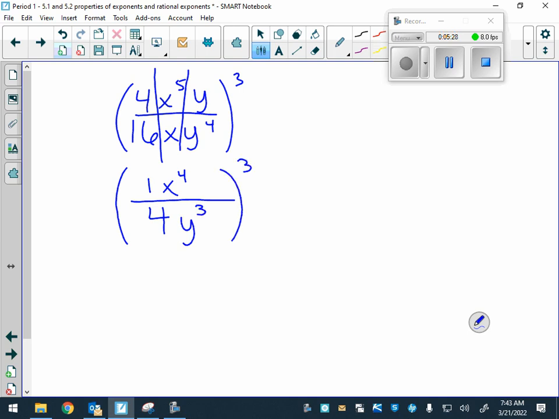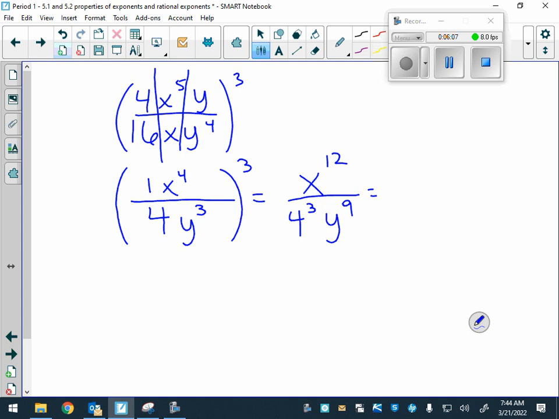Then I would raise it to the 3rd power. So that means every piece, the 1 cubed is just 1, but x to the 4th, 4, and y cubed should be raised to the 3rd power. So we are multiplying our exponents here. So x to the 12th, 4 cubed, and then y to the 9th. You would still get the same answer if you did 4 cubed, x to the 15th, y cubed, 16 cubed, x cubed, y to the 12th. But you're just simplifying more at the end. Okay? Any other questions on page 11?